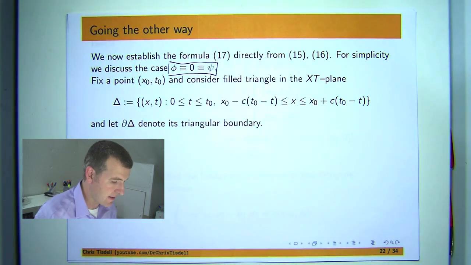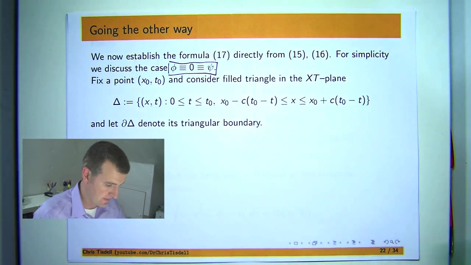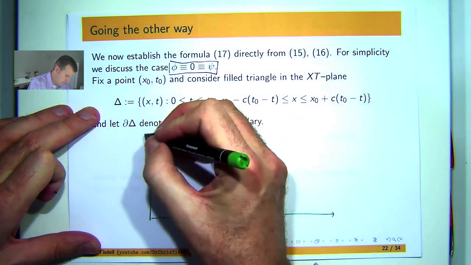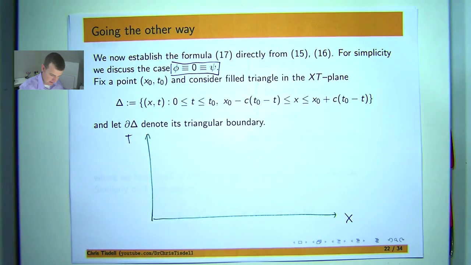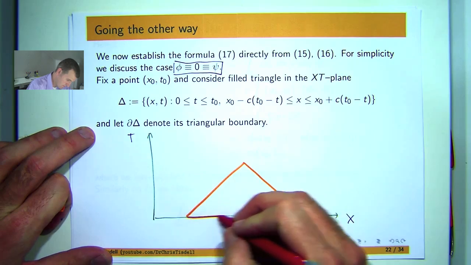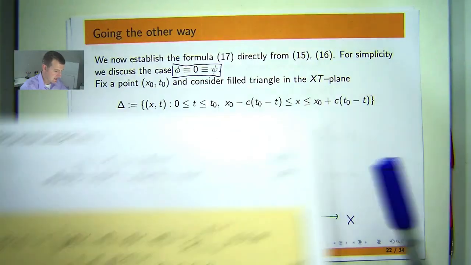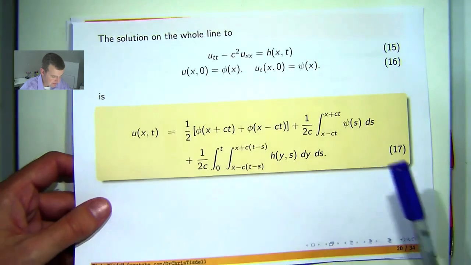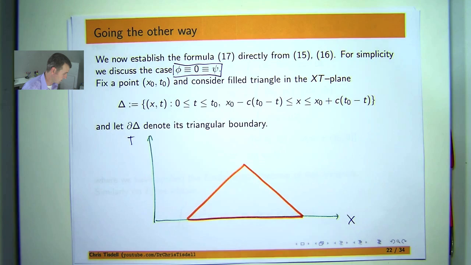All right, so let's consider a point in the xt plane. Let's consider this triangle here. So let me just draw a simple sketch. Now essentially the way we're going to come up with this formula is to basically look at a double integral of 15 over this special triangle, and then we're going to apply a theorem from vector calculus called Green's theorem. So let me show you how it all works.